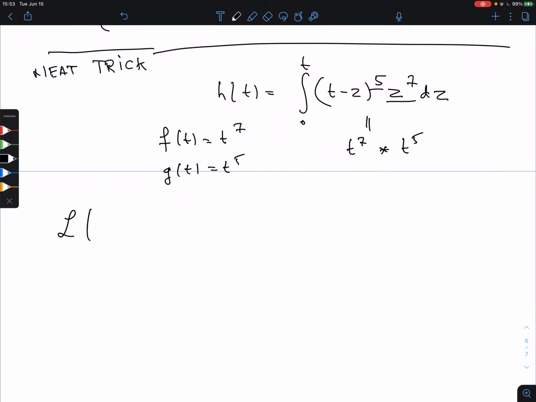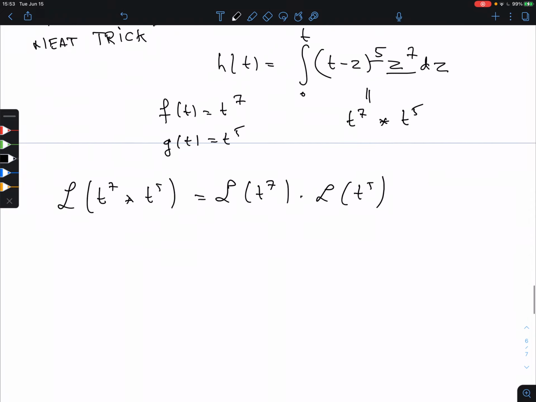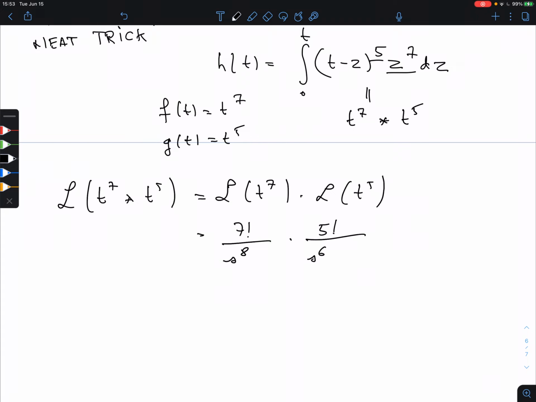Now we're going to use the following. The Laplace transform of t to the 7th star t to the 5th is the Laplace transform of t to the 7th times the Laplace transform of t to the 5th. Correct? What's the Laplace transform of t to the 7th? That's 7 factorial over s to the power 8. That's just the formula. And the Laplace transform of t to the 5th is 5 factorial over s to the power 6.